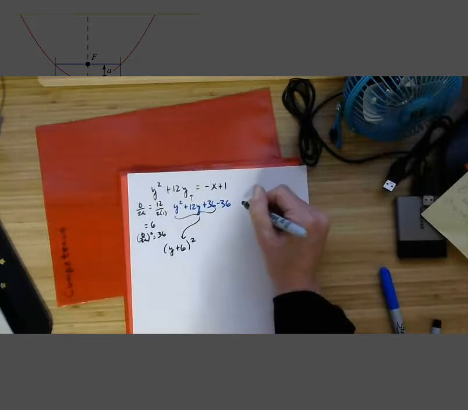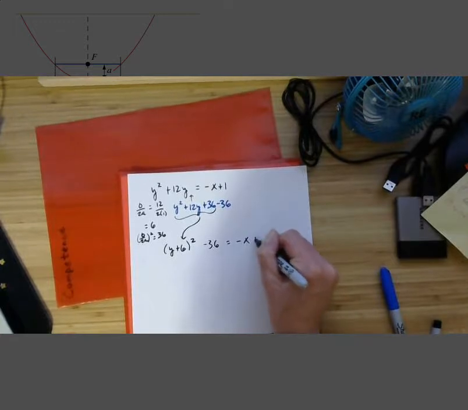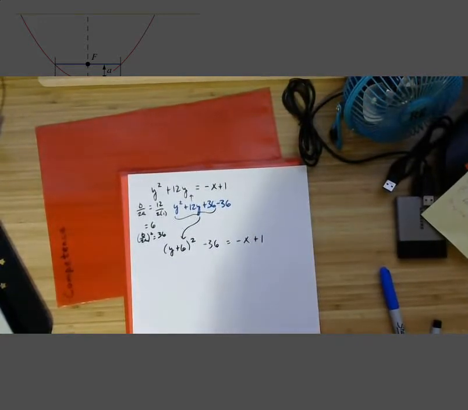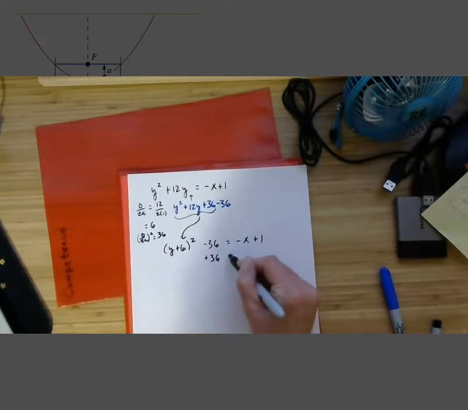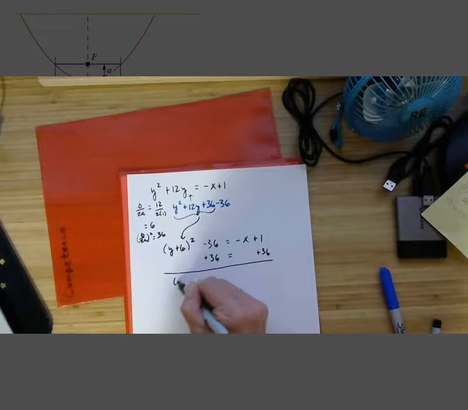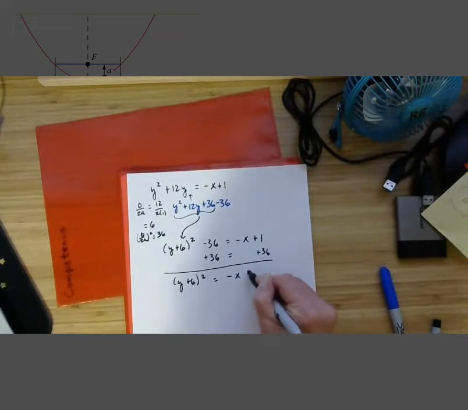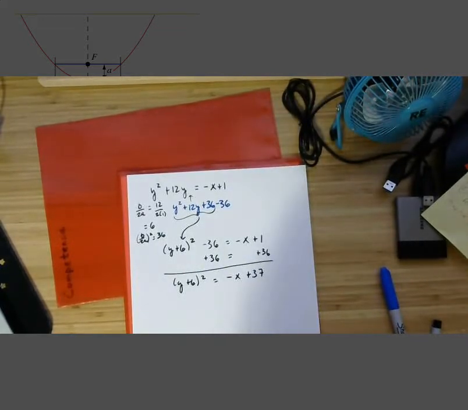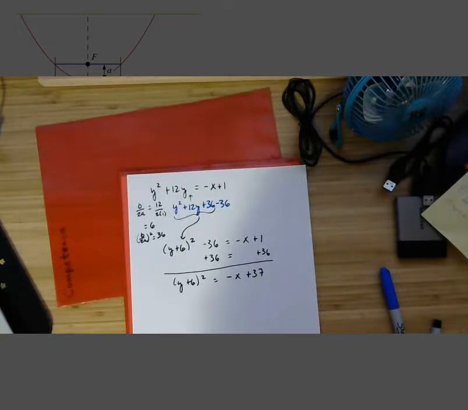Now, what about the minus 36? I still have the minus 36 here, but I'm going to move it to the other side of the equation to get it away from the squared thing. So we're separating squareds from non-squares. So when I add the 36 to both sides, I end up with y plus 6 quantity squared equals negative x plus 37, which seems like an awfully large number and might be a little bit hard to graph, but that's where it is.